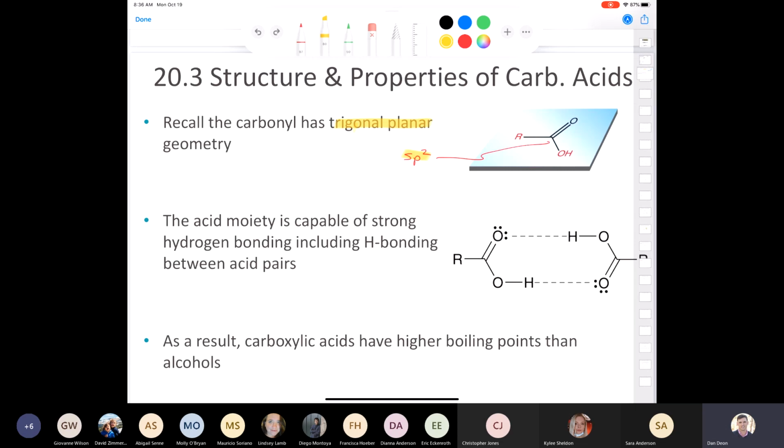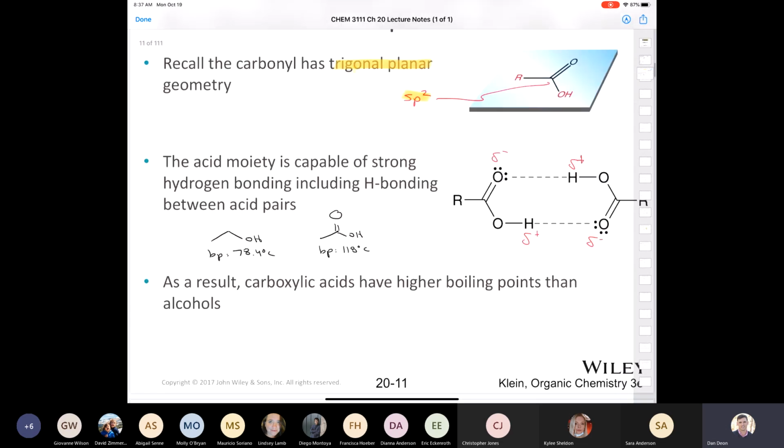But it says here that as a result, carboxylic acids have higher boiling points than the analogous alcohols. I'll give you an example. If you have ethanol, ethanol has a boiling point of around 78, actually 78.4 degrees Celsius. If you take the analogous carboxylic acid, which is ethanoic acid or acetic acid, whatever you want to call it, it has a boiling point of 118 degrees Celsius. So again, the delta minuses of the oxygen and the delta plus of the hydrogen create those really strong hydrogen bonds and result in higher boiling points for carboxylic acids than the analogous alcohol.